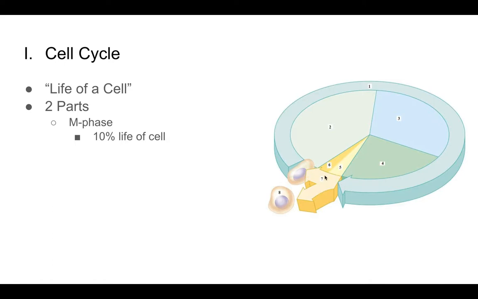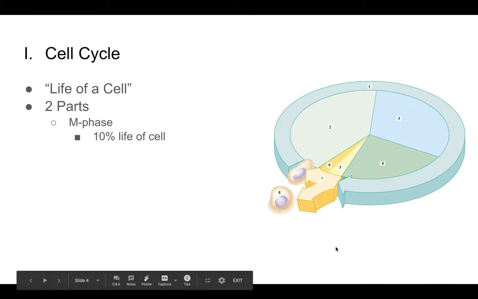And so M phase itself is broken down into 2 steps, and you can see those labeled as 5 and 6. And they're really skinny pieces of the pie, so you might want to label them and then drop below the diagram and write about them.